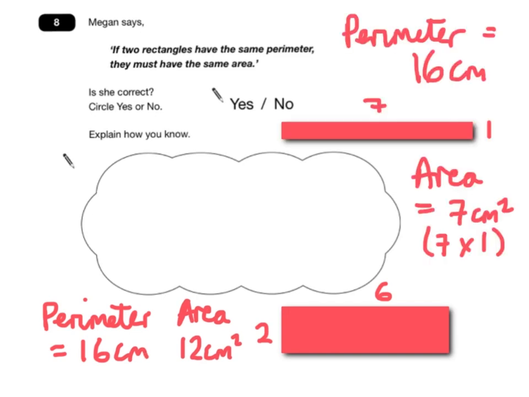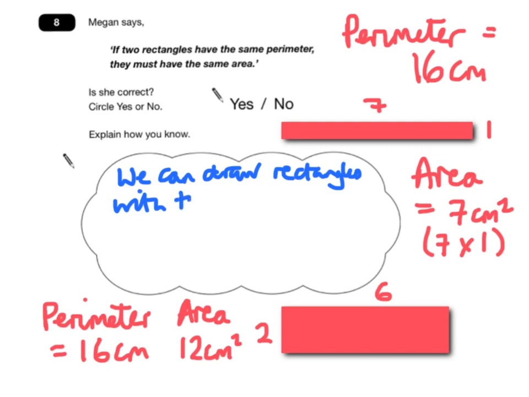So let's draw another one. This one has length of 7 and height of 1, so its perimeter is also 16. 7 plus 7 is 14, 1 plus 1 is 2, so that's a perimeter of 16, but its area is much smaller. It's just 1 times 7, because the area is the length times the height of the rectangle.